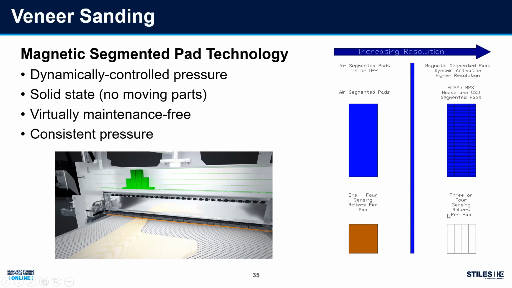Each pulse from my encoder tells me whether there was something under 1, 2, 3, 4, however many sensing rollers at that moment in time. And I create a very high resolution image of what I'm sanding, so that I can be very, very sensitive. Just as a frame of reference, I'm about 100 times more sensitive with a magnetic segmented pad system than I would be with a pneumatic system. So again, it's important to understand the technology and what's possible.